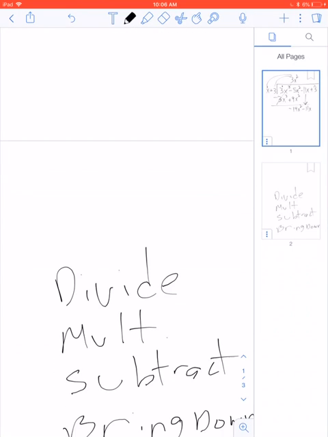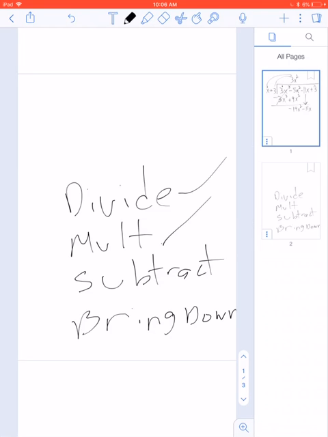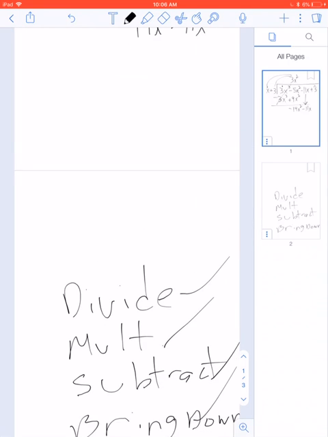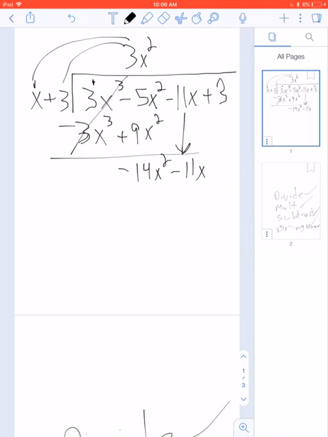Once I've completed a cycle of 4 steps, so we did divide, multiply, subtract, bring down, all I do is start back again from the top, right? So I have to divide again. Negative 14x squared divided by x is just going to give us negative 14x. Negative 14x, multiplying it back through, negative 14x times x is negative 14x squared.